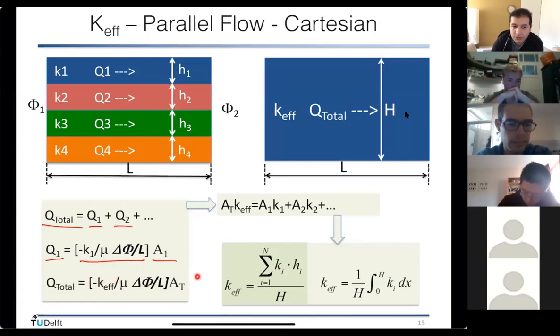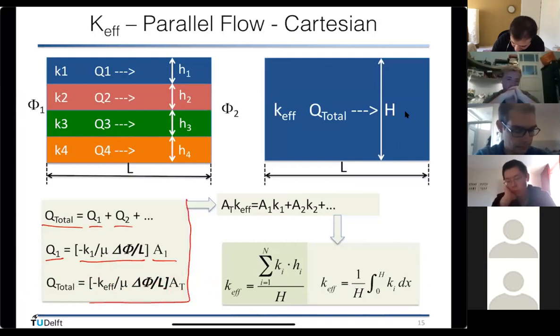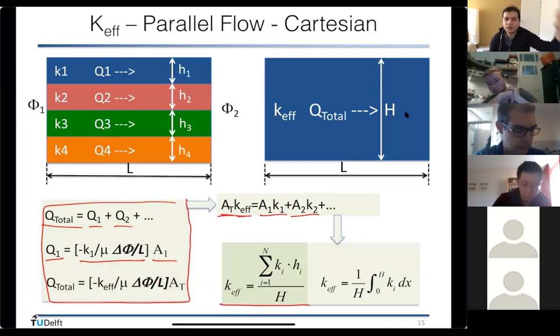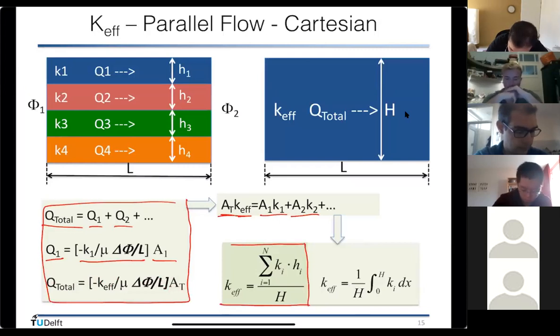It will be multiplied by the total cross-section area. And with all this knowledge and formula, what I get is that total area times effective permeability would be area 1 K1, area 2 K2, area 3 K3. And at the end, it would look like this, meaning that we just multiply each layer thickness with its permeability, H1 times K1 plus H2 times K2 and so on. We find that would be our weighted arithmetic average.